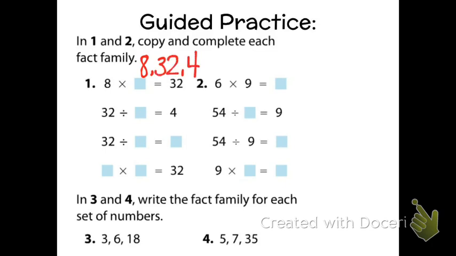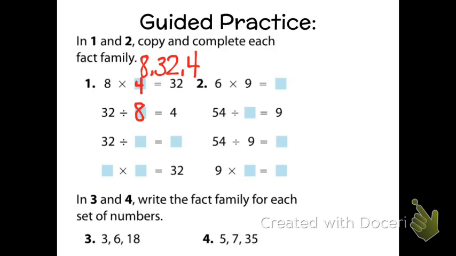Well, since I'm thinking about my facts and what I know, 8 times 4 equals 32, so I can automatically fill in my first blank, which does allow me to look at my next one, which is 32 divided by blank equals 4. Well, if I know I have to multiply 4 times 8 in order to get 32, this has to be an 8.